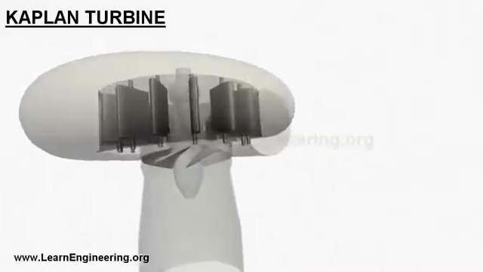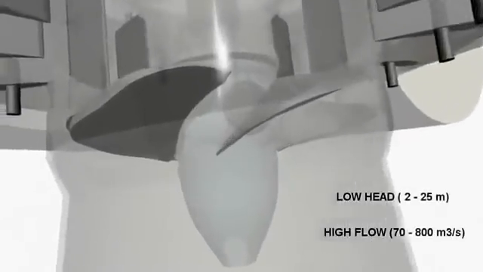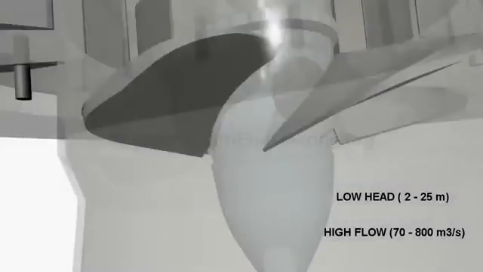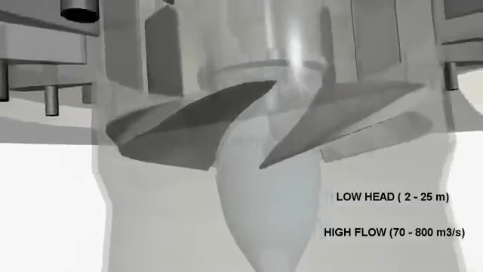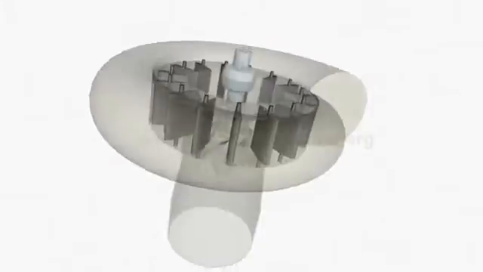Kaplan turbines are suitable for power extraction when water energy is available at low head and high flow rate. Which means they are suitable for operation when water is stored in a big reservoir at a relatively shallow altitude.